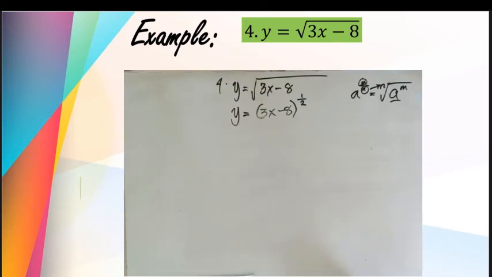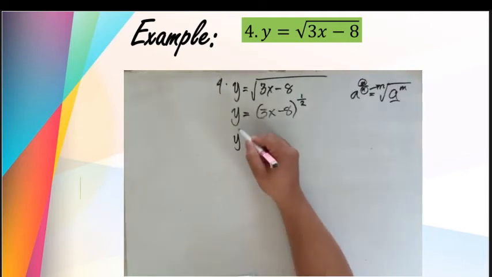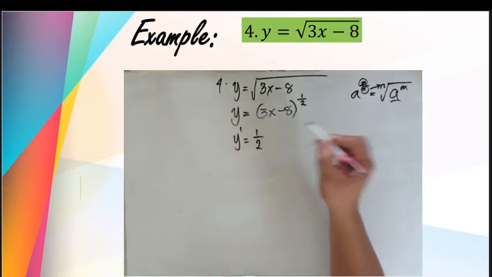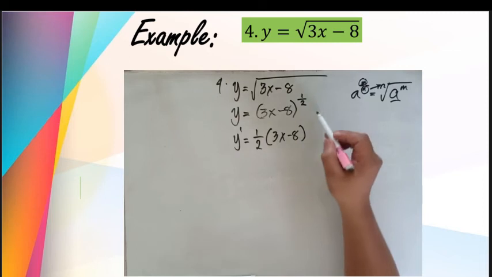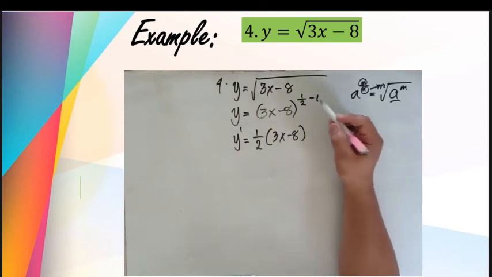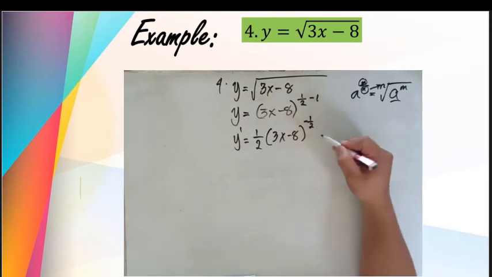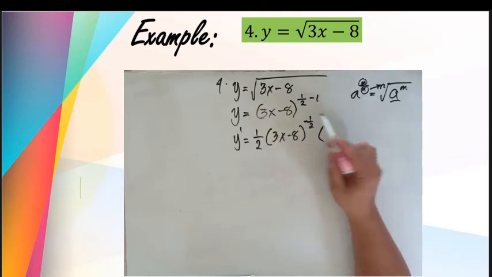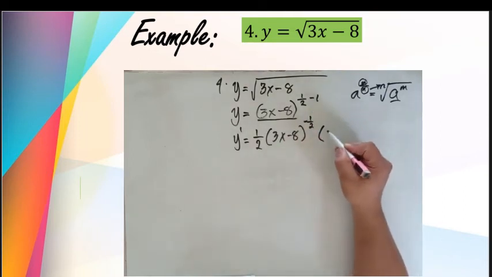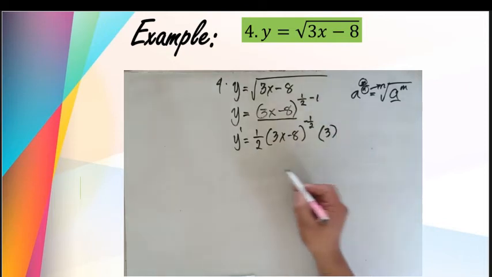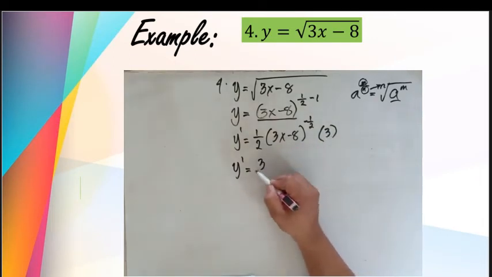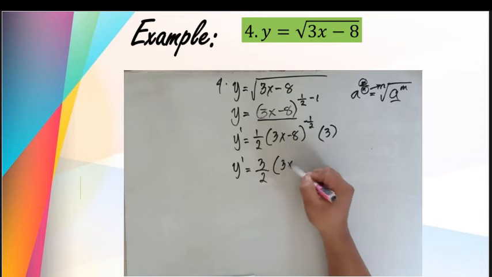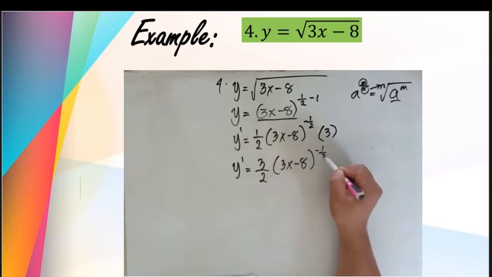Now we are ready to apply the chain rule. The chain rule says we need to bring your 1 half down here and copy your 3x minus 8. And don't forget again to subtract 1 from the exponent 1 half. And 1 half minus 1 is negative 1 half. Then let's multiply the derivative of your inner function, 3x minus 8, which is equal to 3. Then let's simplify it further. So y prime is equal to 3 times 1 half is 3 halves. Then let's copy your 3x minus 8 raised to negative 1 half.